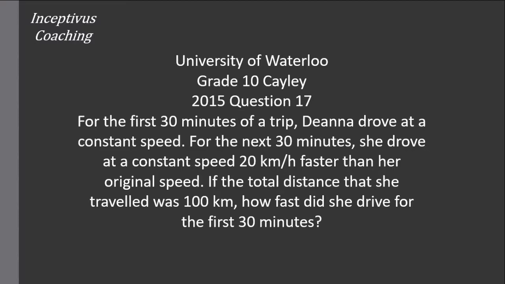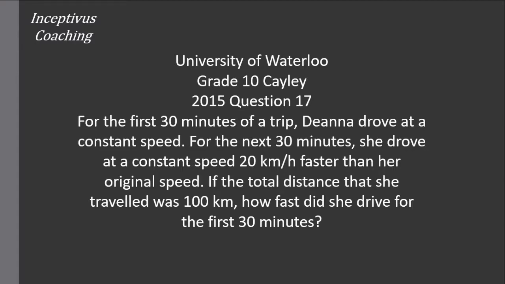It reads: for the first 30 minutes of a trip, Deanna drove at a constant speed. For the next 30 minutes, she drove at another constant speed, but it is 20 kilometers per hour faster than her original. If the total distance traveled was 100 kilometers, how fast did she drive for the first 30 minutes?